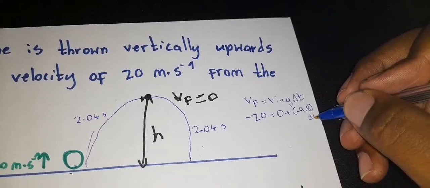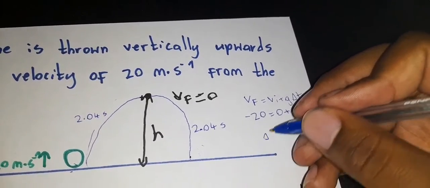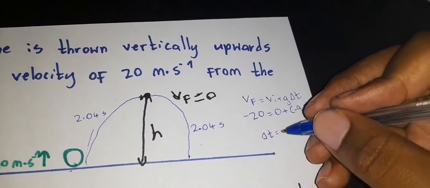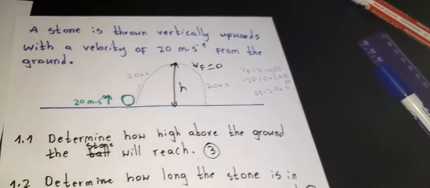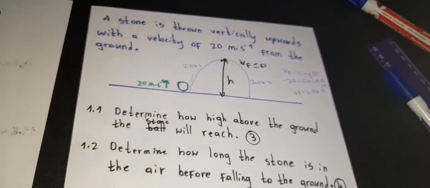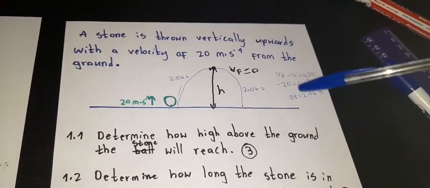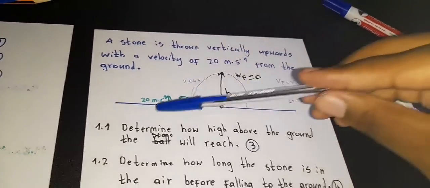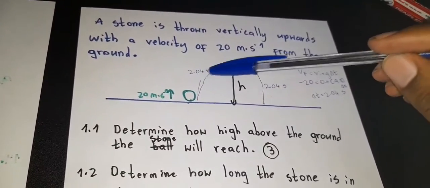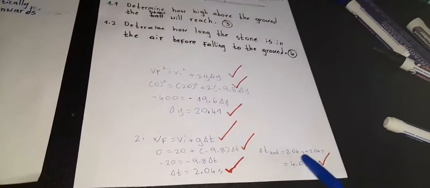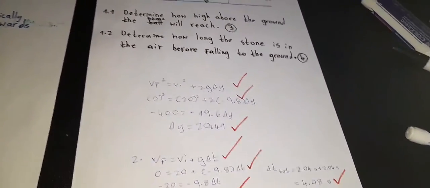Let me write it here. So the change in t is equal to 2.04 seconds. And yeah, that's how you can get this here. Or you can just use the theory that if here is 2.04 seconds, then here is 2.04 seconds. Then you do your calculations here, you get your 4 marks, and yeah, that's it.